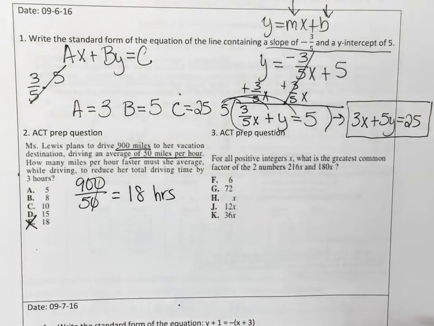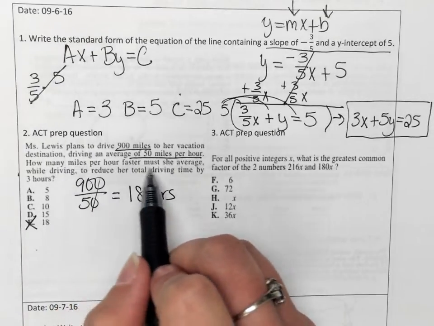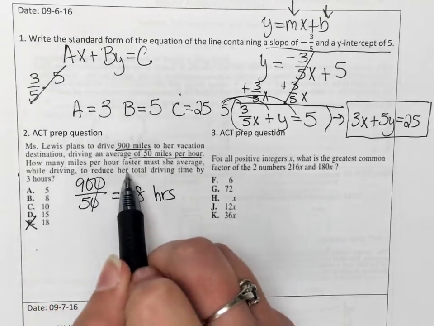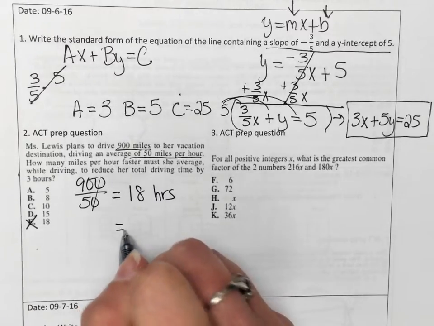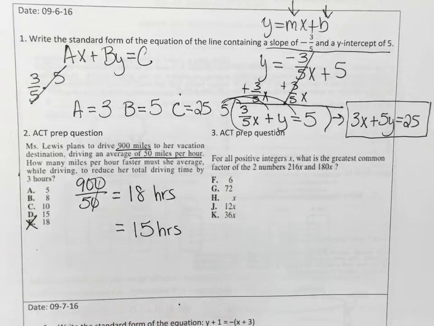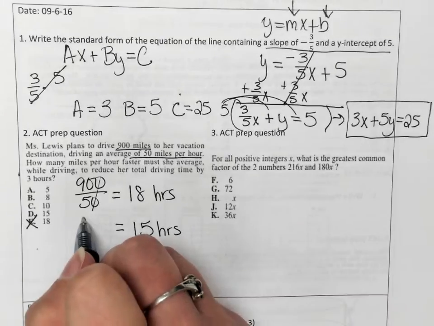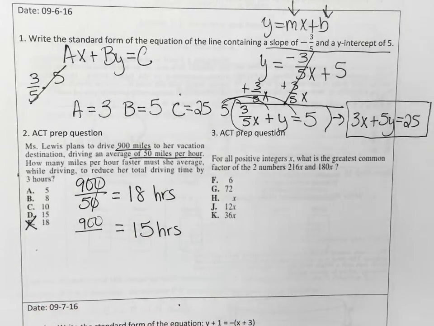So I know my answer is not going to be E, because it says, how many miles per hour faster must she average to reduce her total time by 3 hours? So if I'm going to reduce it by 3 hours, 18 minus 3 is 15, right? So I need, my destination miles are not going to change. She's not driving a different route. She just needs to know how much faster she's got to drive to get there in 15 hours.